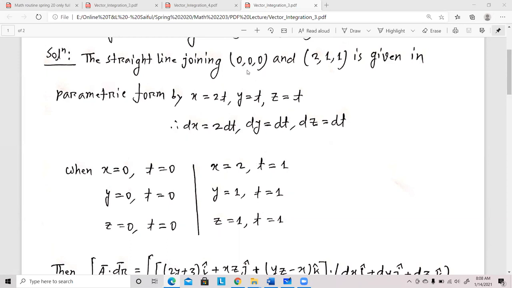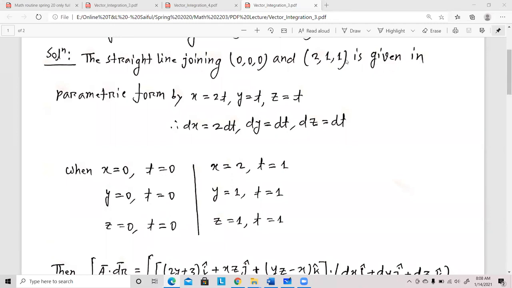say, if we put the initial value 0, 0, 0, what value of t do we get? When x is 0, what will t be? 0. When y is 0, t is 0. When z is 0, t is 0. So the initial limit, the lower limit, will be t equal to 0. This x equal to 0 gives t equal to 0, y equal to 0 gives t equal to 0, z equal to 0 gives t equal to 0.